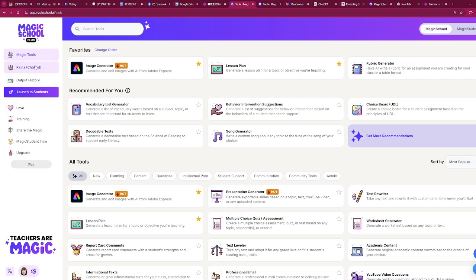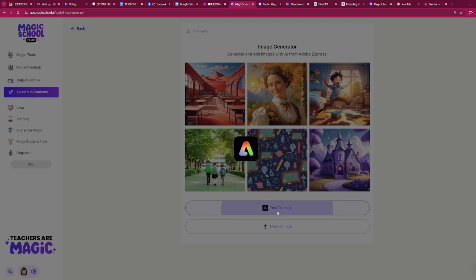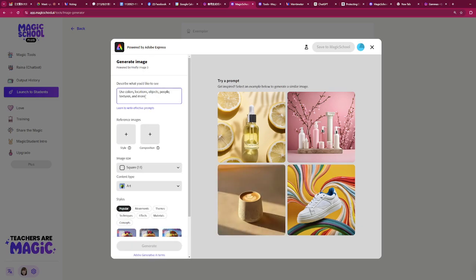I noticed that most of you are perhaps familiar with this, but the launch to students part would be new to most of you, because this is fairly new. And what I like about MagicSchool is the image generator that I just showed you. With each of these, this is the prompt that is used to generate these pictures, so you can see examples of what to put in the prompt to generate an image from text to image.